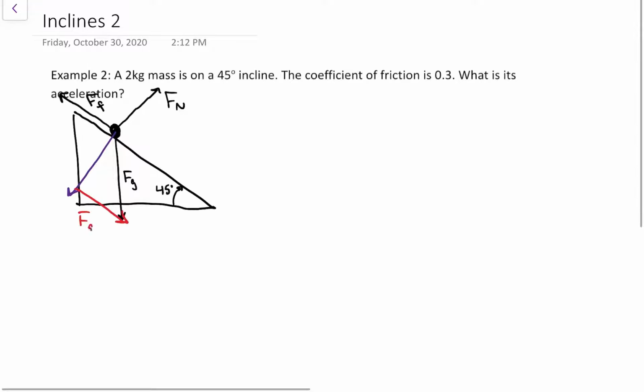This side down here that I drew in red is FG parallel. That's what's pulling it downhill, fighting friction to get it moving. And this side here in purple is FG perpendicular. So using the perpendicular side for that, kind of like we did before.